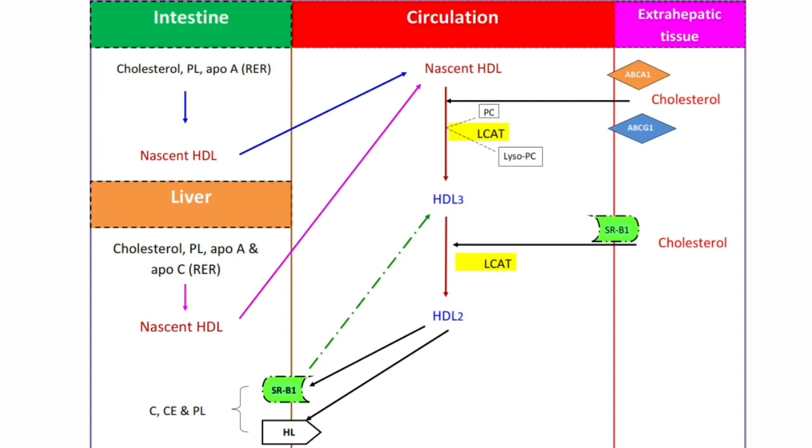HDL3 accepts cholesterol from the tissues via SRB1 receptors, and the cholesterol is then esterified by lecithin cholesterol acyltransferase, which leads to an increase in the size and decrease in the density of the particle to form HDL2. HDL3 is then reformed from HDL2 in two ways. One is that it may be formed after delivery of cholesterol ester to the liver via the SRB1 receptors, or HDL3 may be reformed by the hydrolysis of HDL2 phospholipids and triacylglycerols by hepatic lipase.